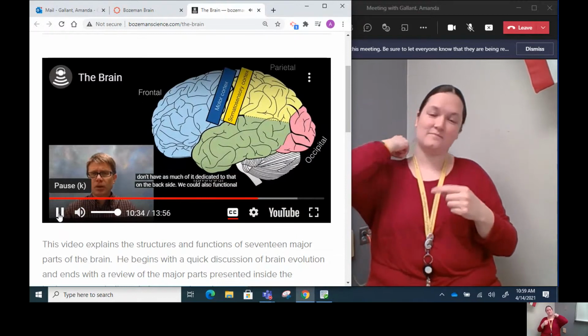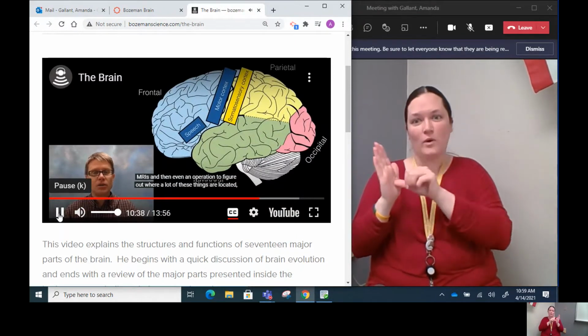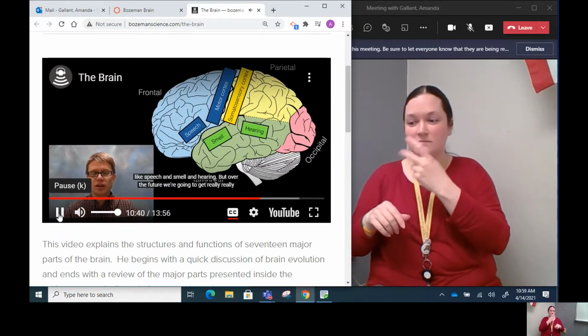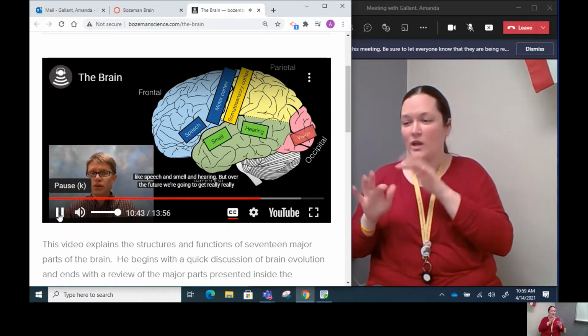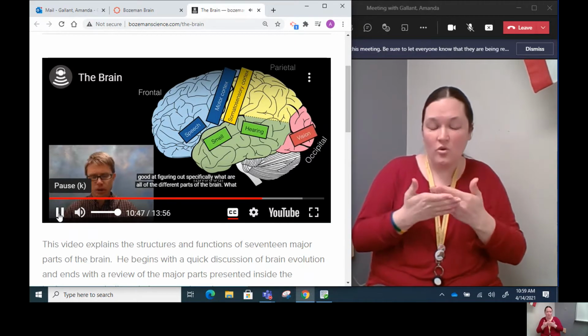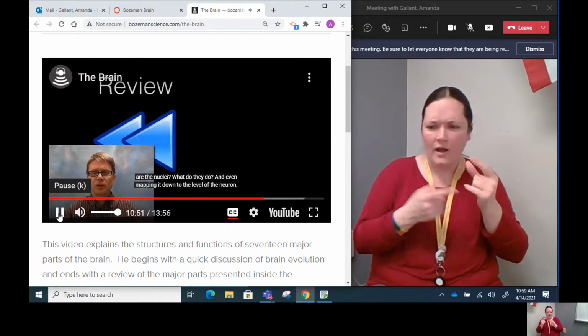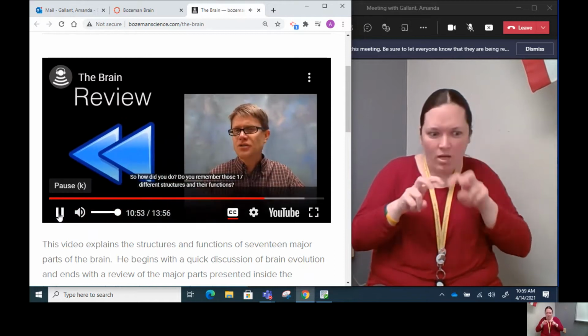We could also use functional MRIs and then even an operation to figure out where a lot of these things are located, like speech and smell and hearing. But over the future, we're going to get really, really good at figuring out specifically what are all the different parts of the brain, what are the nuclei, what do they do, and even mapping it down to the level of the neuron.